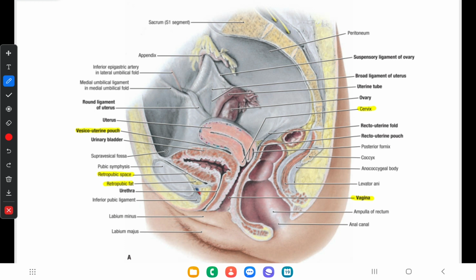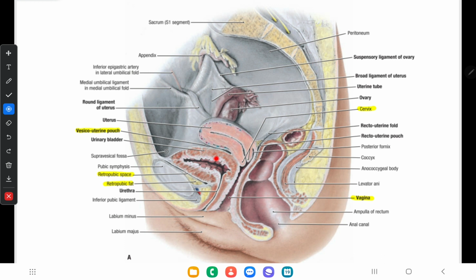When we talk about the location, the urinary bladder is situated immediately behind the pubic bones. You can see here this is the pubic symphysis and this is the urinary bladder. This is a sagittal section of a female body. You can see the uterus and the vaginal canal, here is the bladder, and here is the urethra. So the urinary bladder is situated behind the pubic bones.